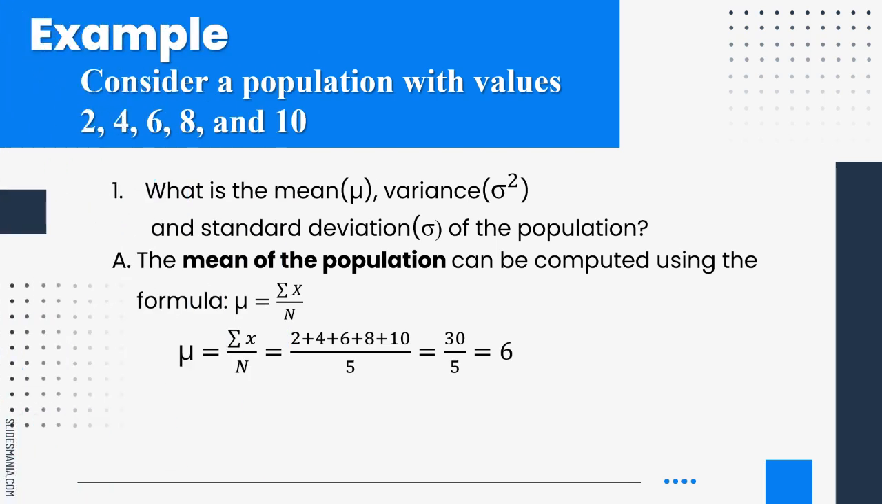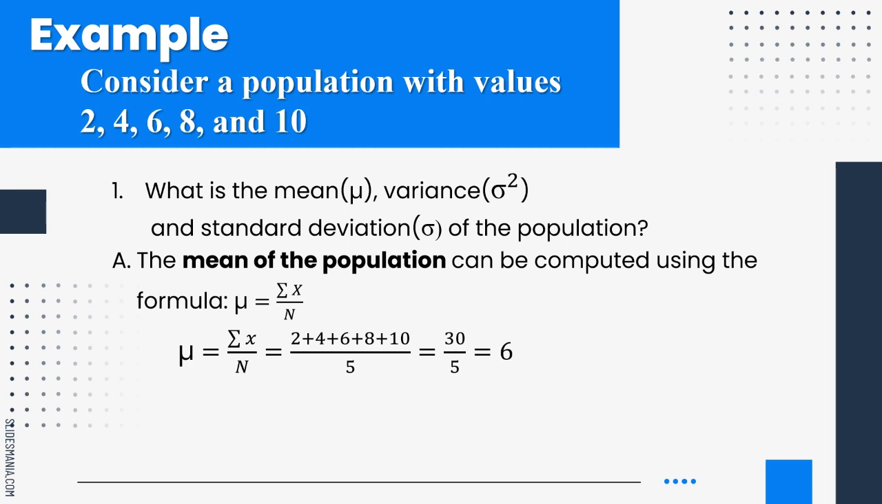Let's have an example. Consider a population with values of 2, 4, 6, 8, and 10. Number 1 question, what is the mean or the mu, variance or the sigma squared, and the standard deviation or sigma of the population? The mean of the population can be computed using the formula mu is equal to summation of x divided by n, which is the number of the data.